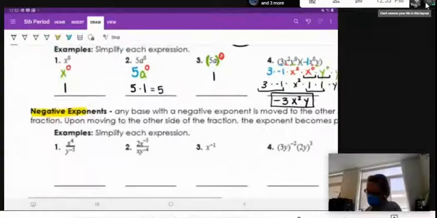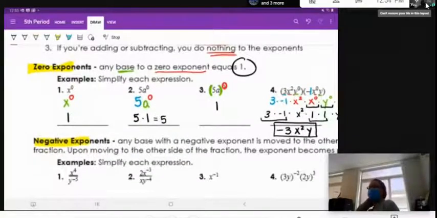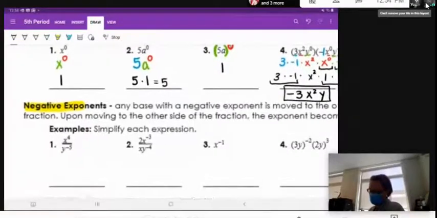All right, that covers 0 exponents. They're very simple. You have to pay attention to where your bases are and what your bases are, but other than that, 0 exponents are very straightforward. Negative exponents, on the other hand, are a bit trickier.